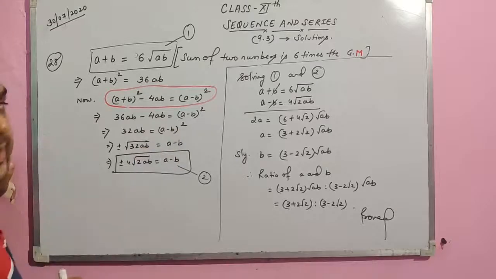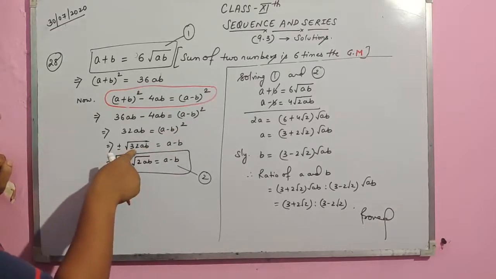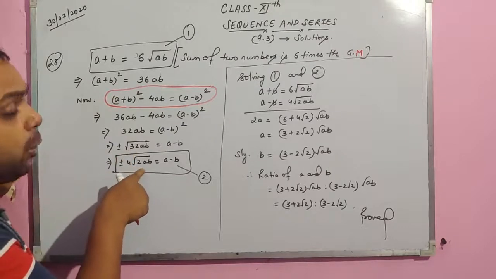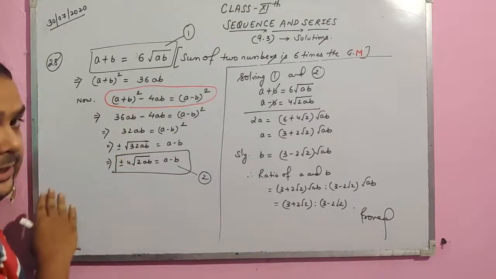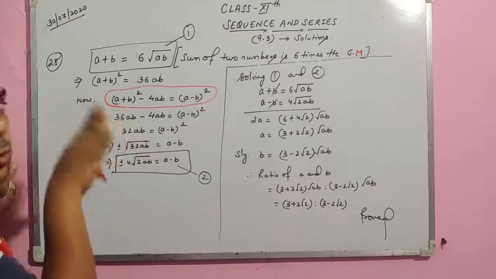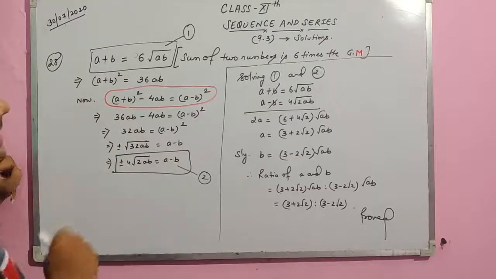Shifting the square to the other side, we get plus and minus under root 32AB. This 32 can be split, so it is 4 root 2AB. Now 4 is outside the root and root 2AB is inside the square root. This is A minus B.